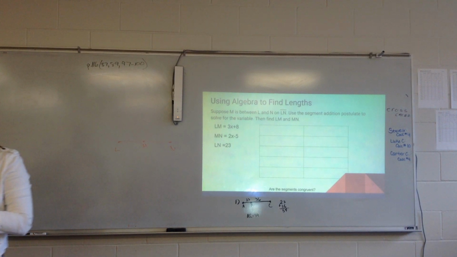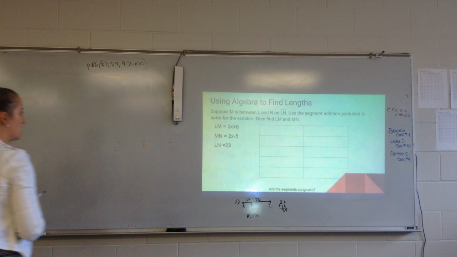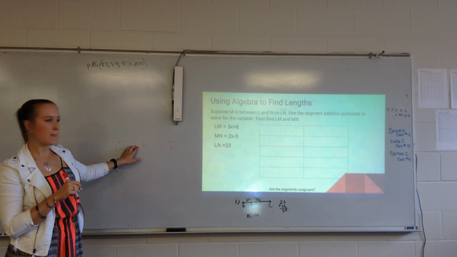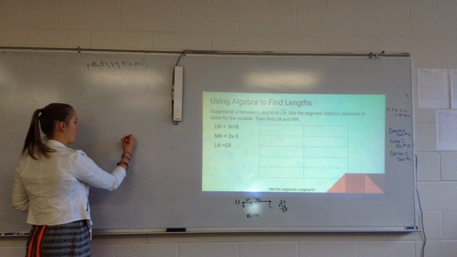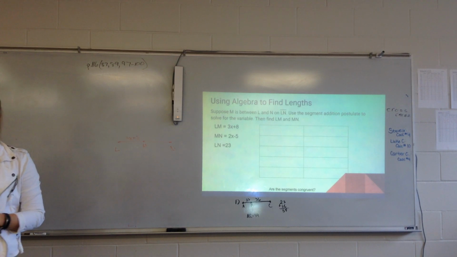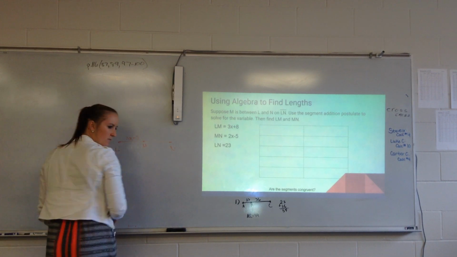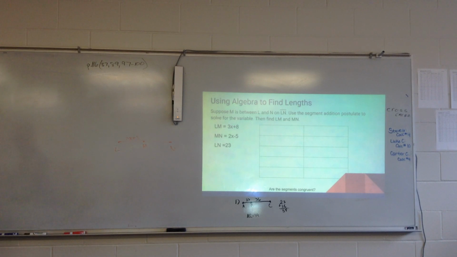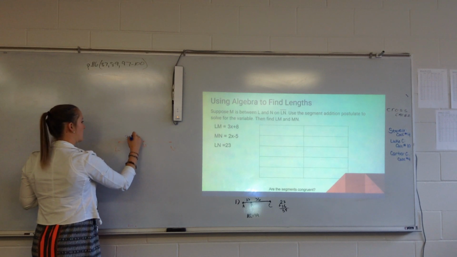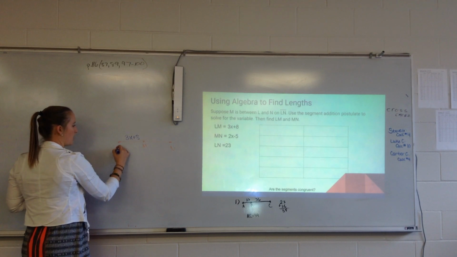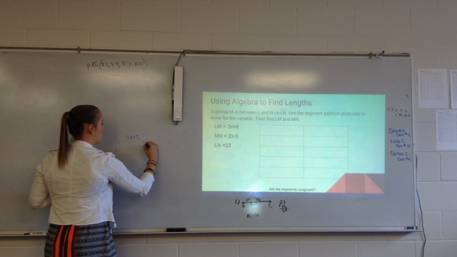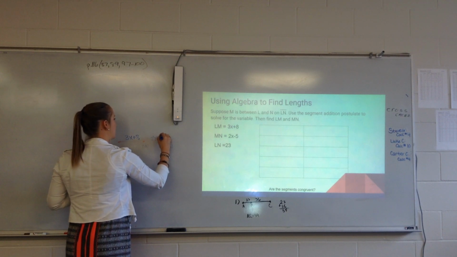If I were you, I'd follow along with this because you'll have problems like this. What does it tell me that LM equals? 3x plus 8. Is it hard to see? It's still hard to see. That's better, yeah. Okay. 3x plus 8, and what does it tell me that MN is? MN is 2x minus 5.